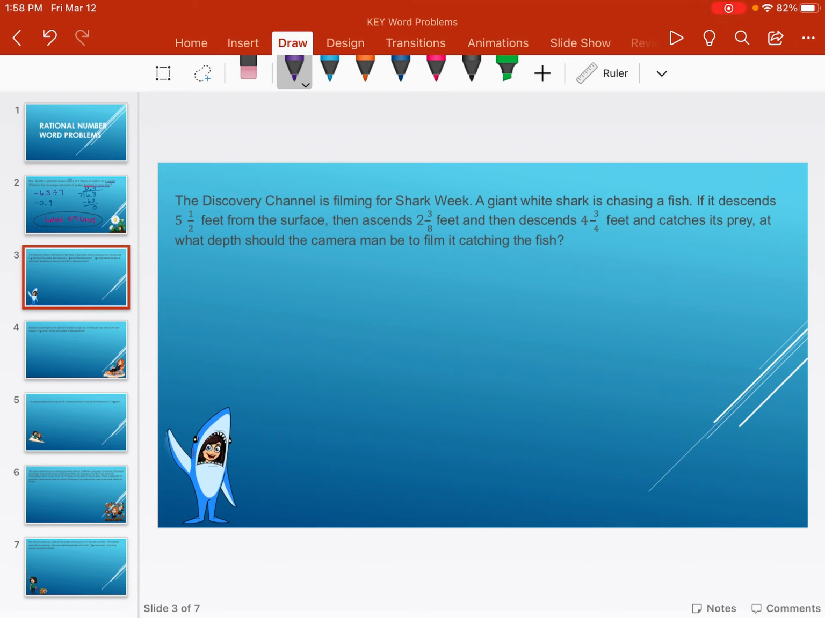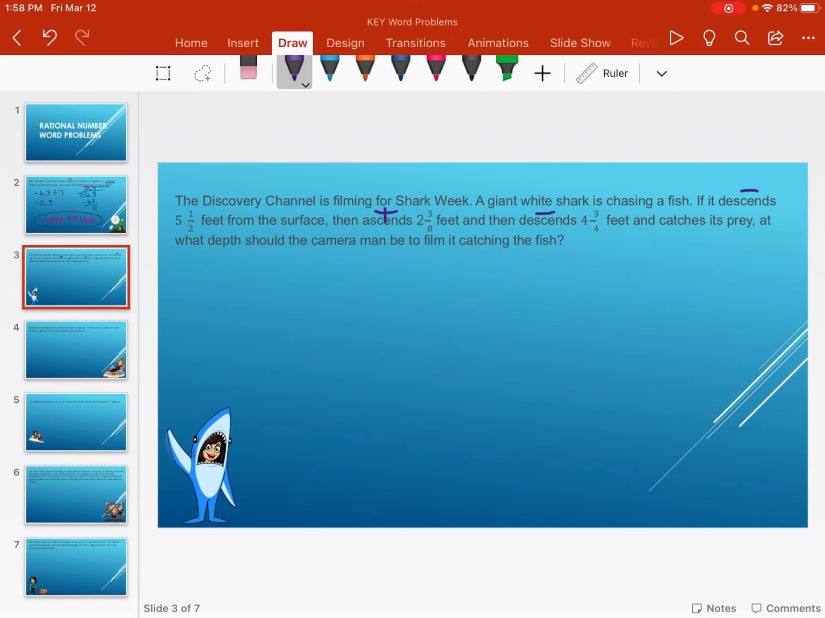All right, let's look at the next one. The Discovery Channel is filming for Shark Week. A giant white shark is chasing a fish. If it descends, okay, descends means going down, so that's negative. If it descends 5.5 feet from the surface, then ascends is going up, so positive. And then ascends 2 3/8 feet, and then descends, negative, 4 3/4 feet, and catches its prey at that depth. So what depth would the cameraman be on film to film it catching the fish?